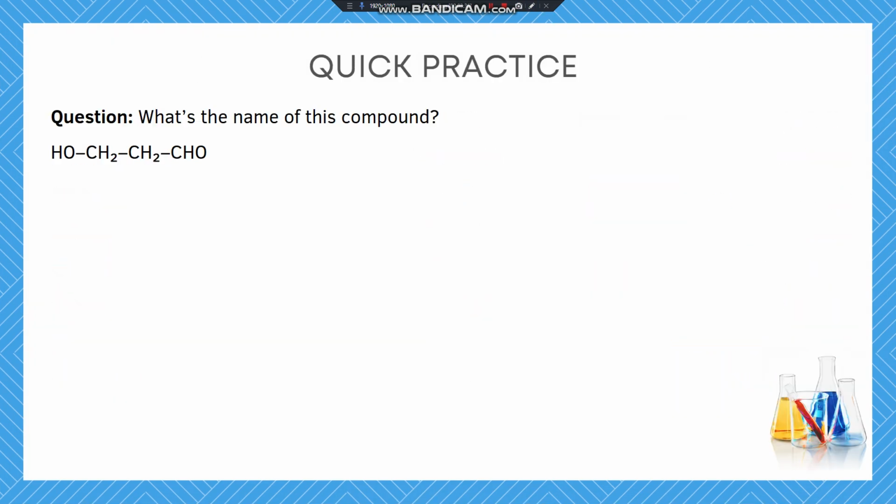So now here is a quick practice question. Can you name this compound? So let's see if we can do justice to this compound.